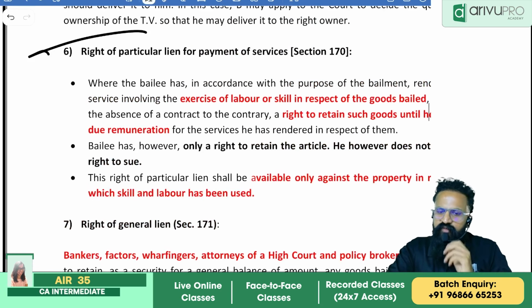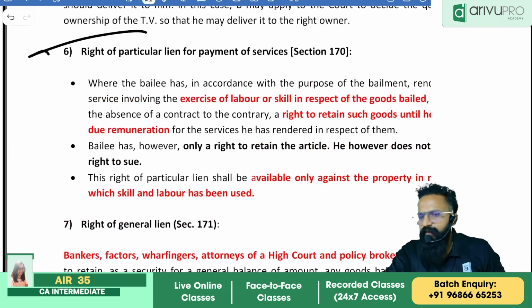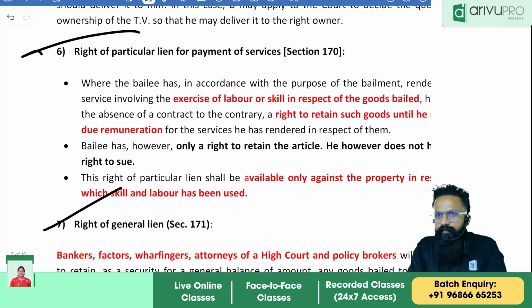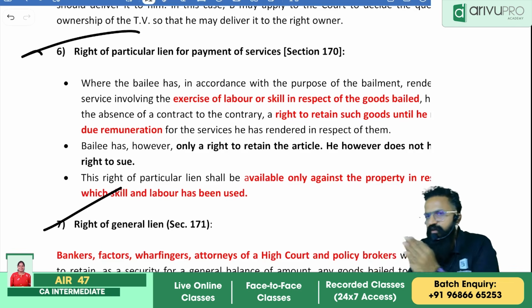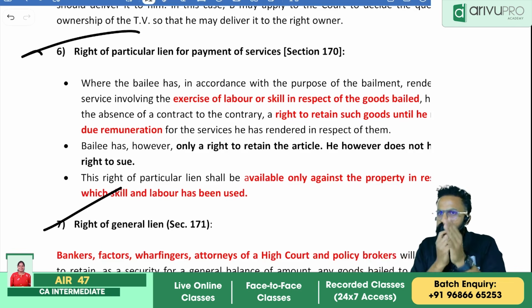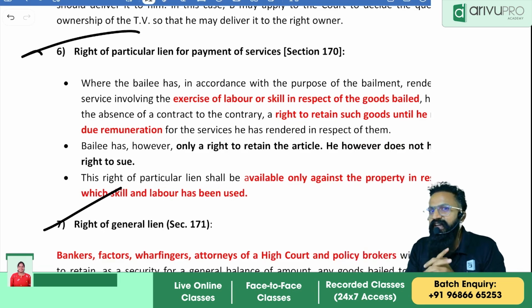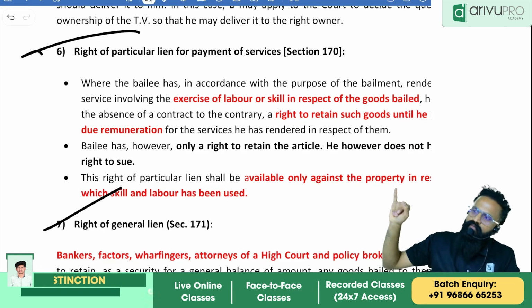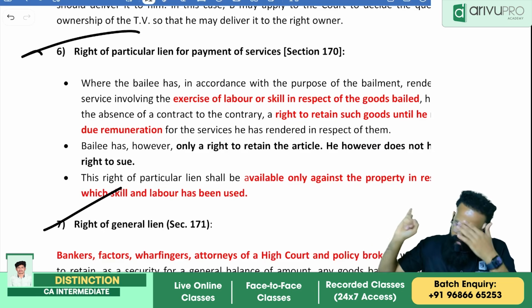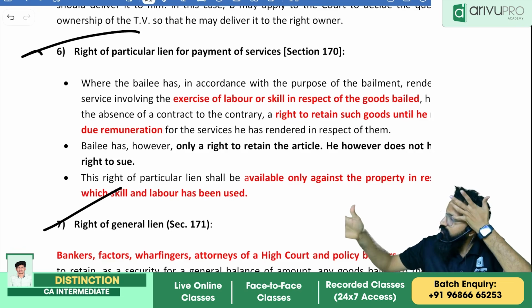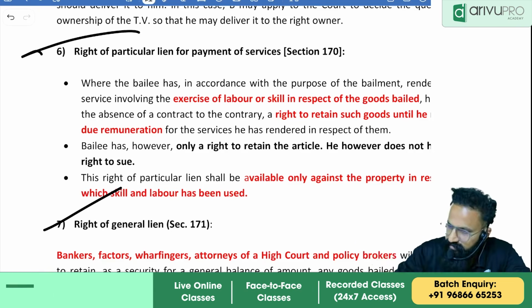Next one is right of particular lien. What is particular lien? What is general lien? If I can only hold that product for that payment, that is called particular lien. If I can hold that product for any payment, it is called general lien. General lien is generally with five people: banker, factor, wharfinger, attorney of a High Court, policy broker. Okay.